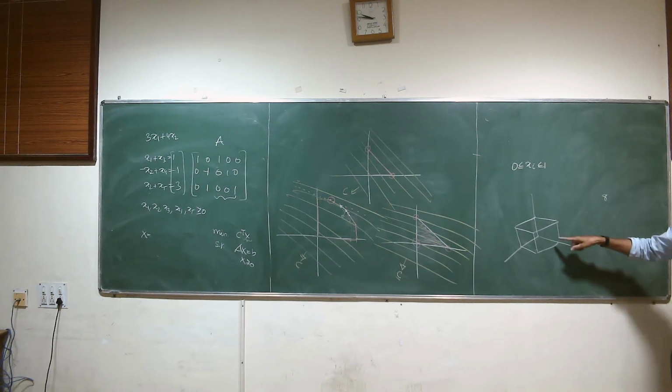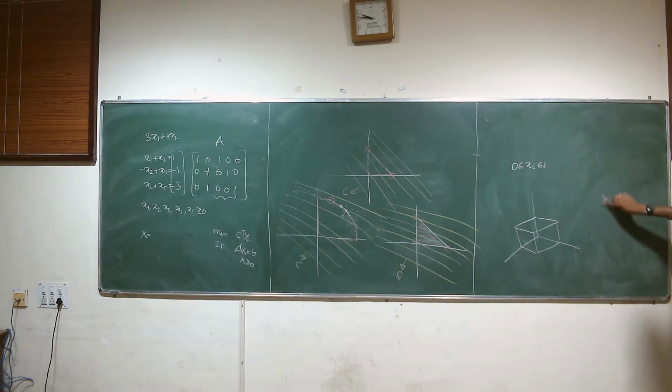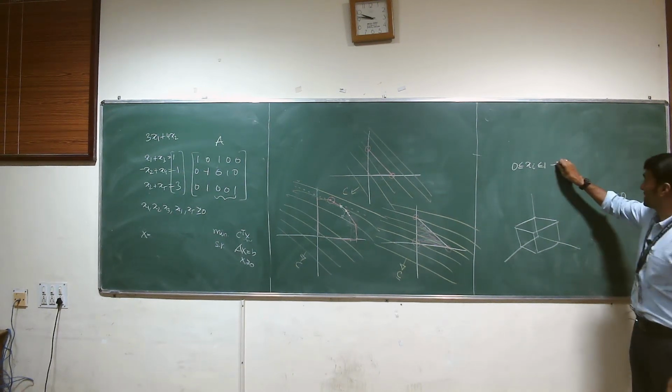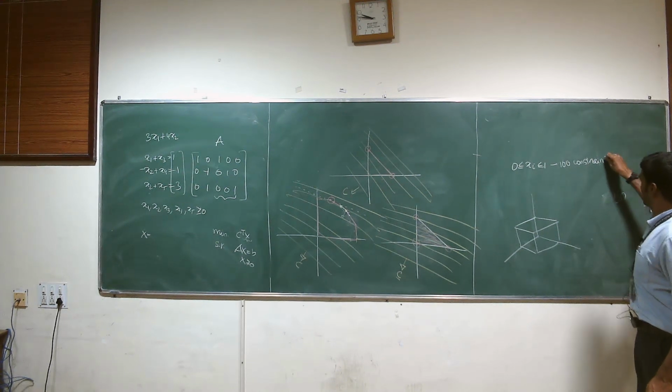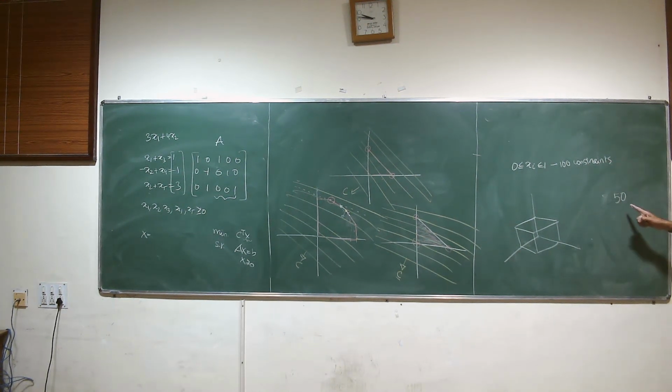If I was in R2, how many vertices do I have? 4. It's just a square. What if I was dealing with a problem with 50 variables, and 50 variables with these constraints corresponds to 100 constraints? How many possible vertices do I have? I have this, which is 10 power 15 vertices. It's just not possible to enumerate them and go through all of them. So a brute force search is not going to work.